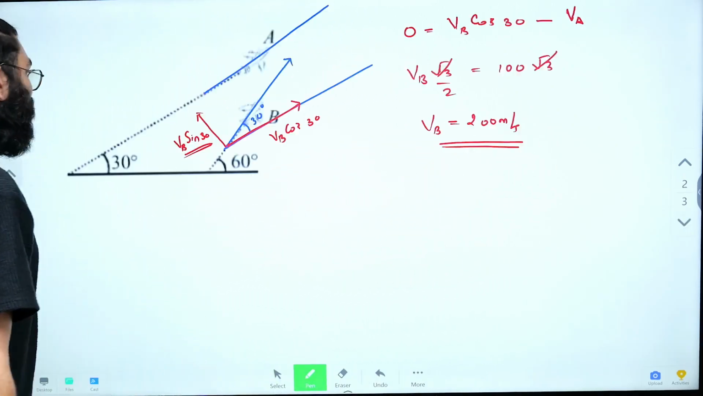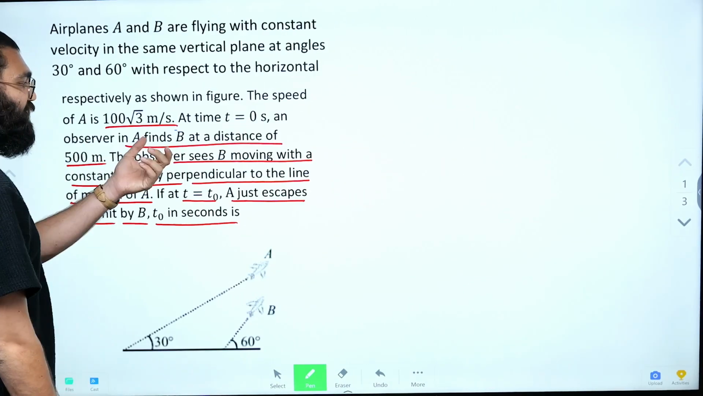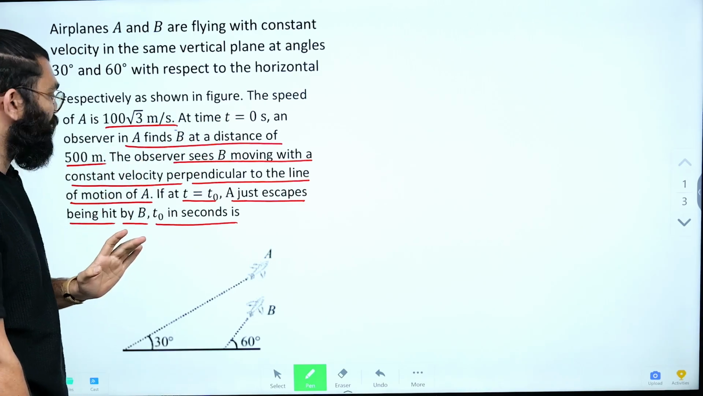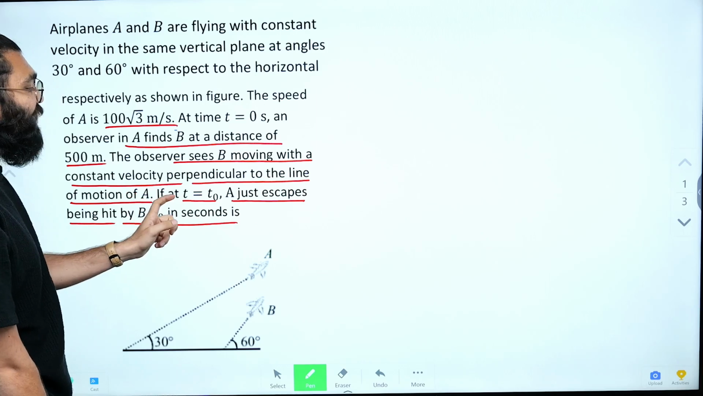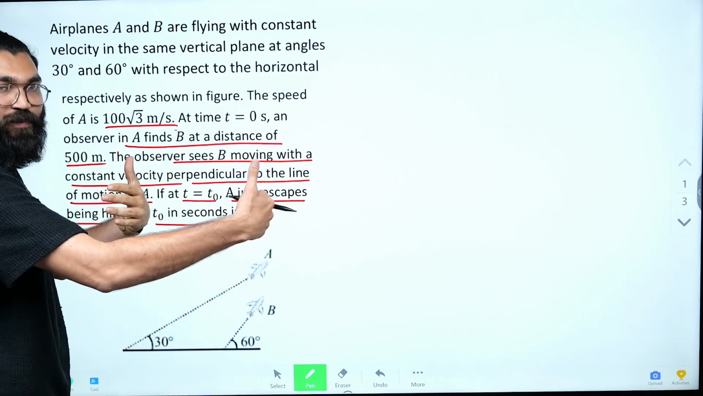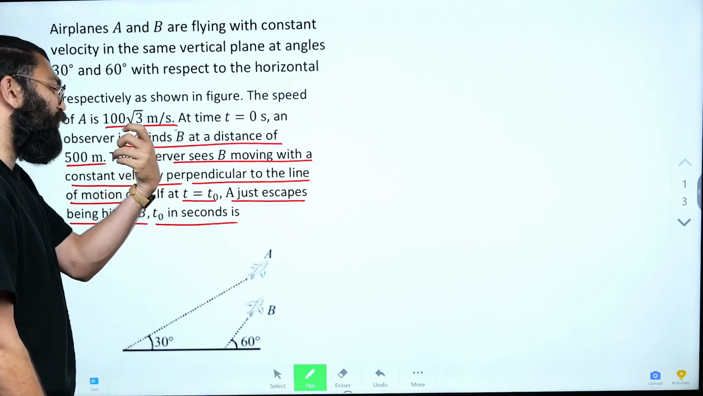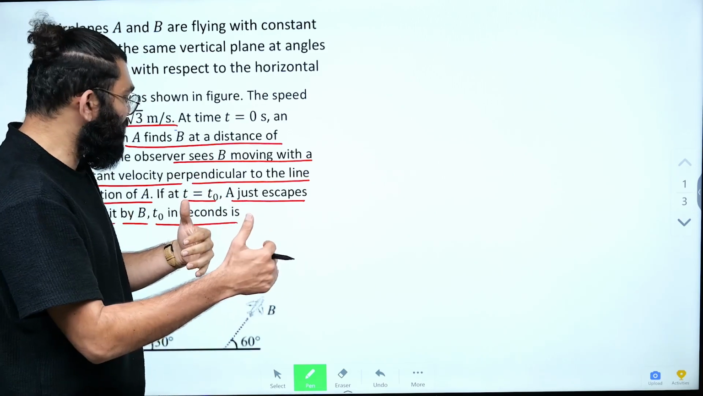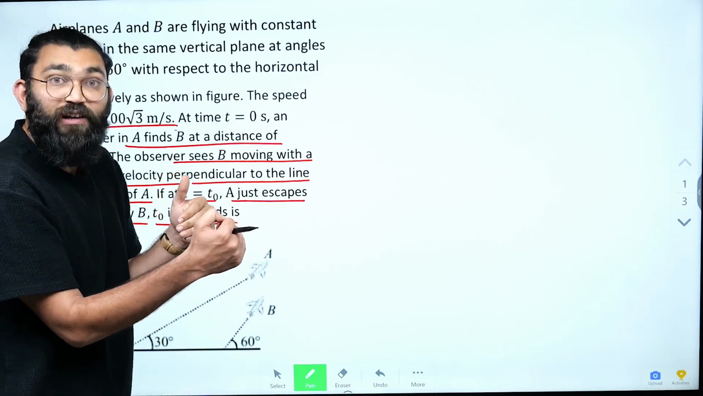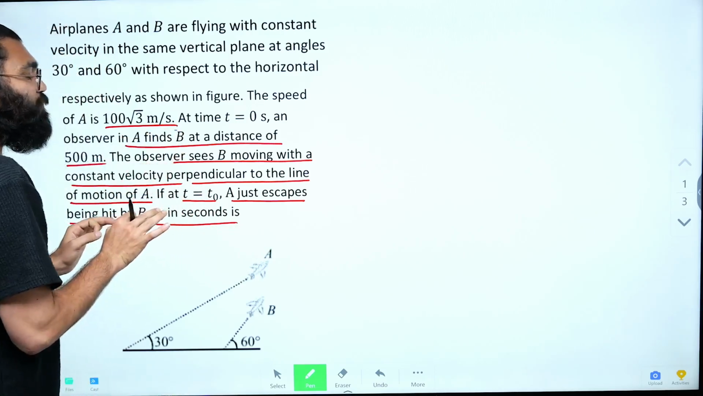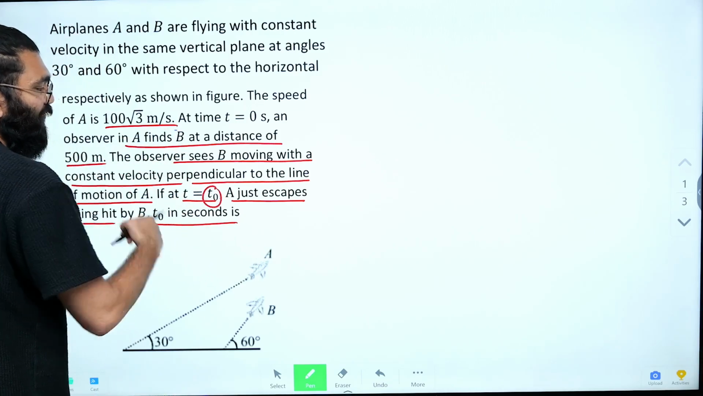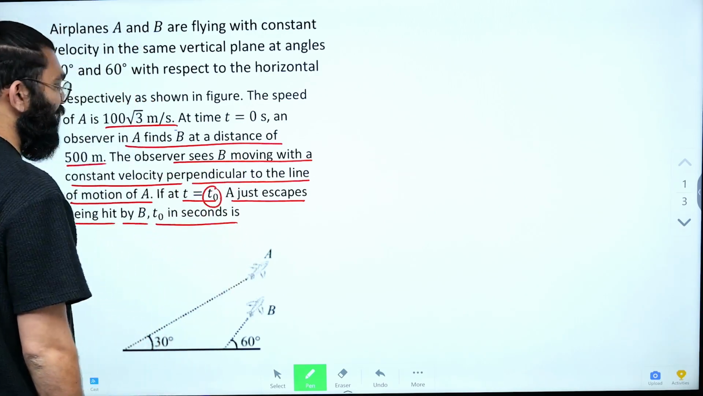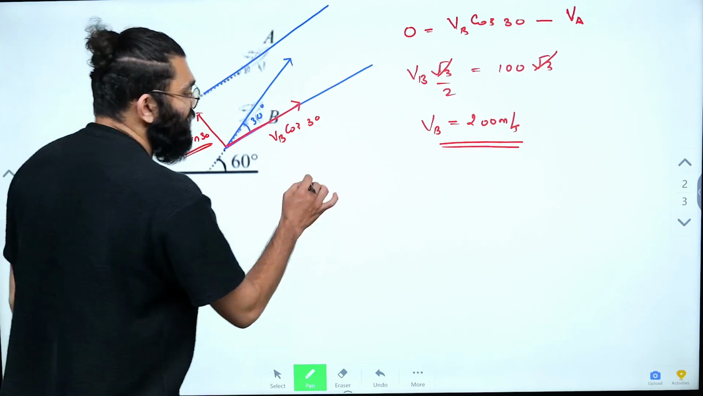Here, initially A finds B at a distance of 500 meter at t equal to 0. The initial separation between A and B is 500 meter, and at t equal to t0, A just escapes being hit by B, which means at t equal to t0, A and B are very close to each other. Within the span of t0 time, B has relatively traveled 500 meter, and we have to find that time t0.